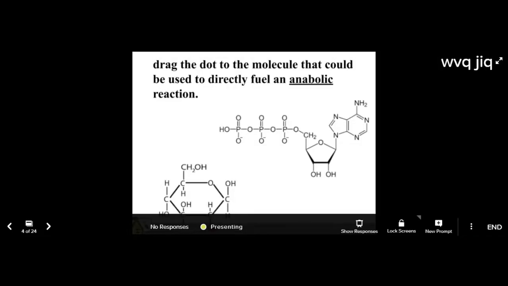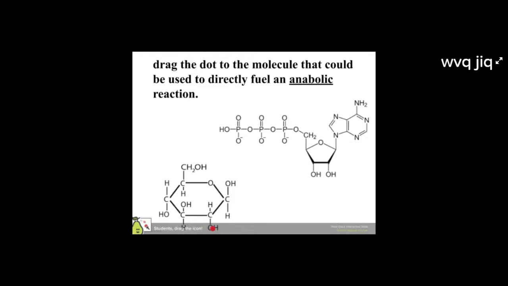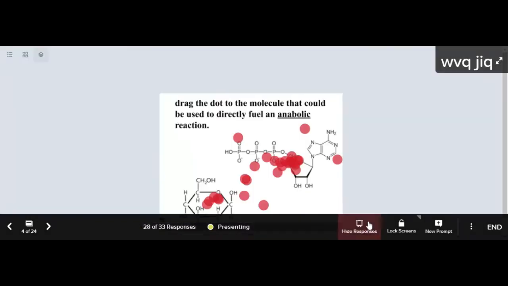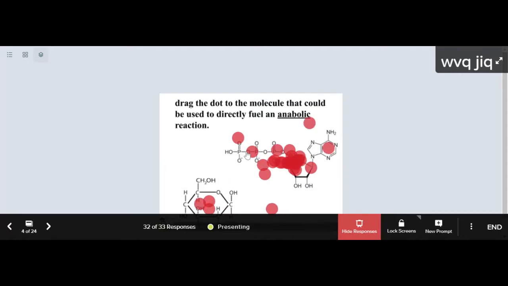Drag the dot to the molecule that could be used to directly fuel an anabolic reaction. To directly fuel an anabolic reaction or endergonic reaction, right? Direct fuel would be the ATP molecule here. Yes, the red dots go on the ATP molecule because when you take that phosphate off, that energy can immediately be used to do something in the cell to help an anabolic reaction happen.